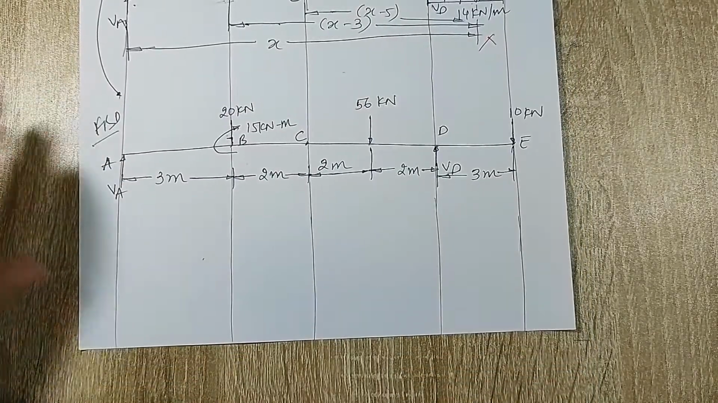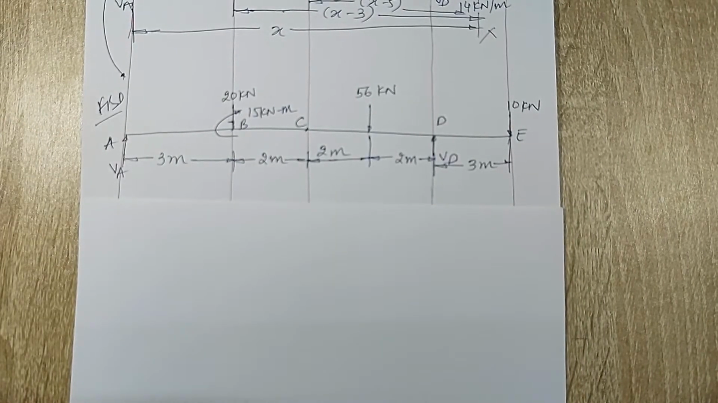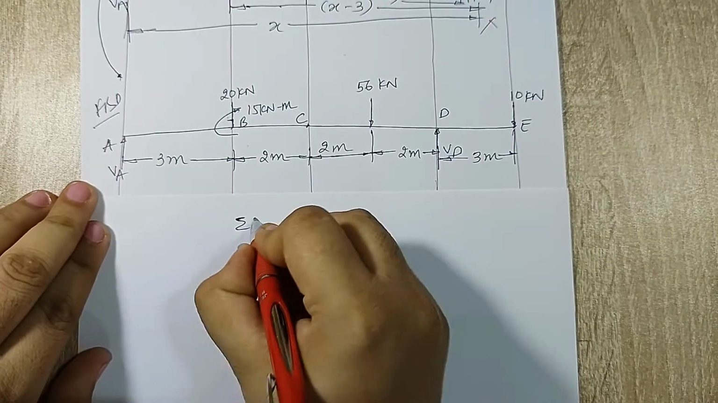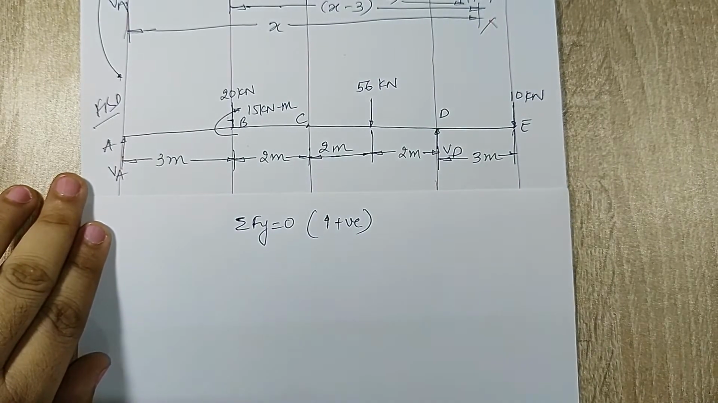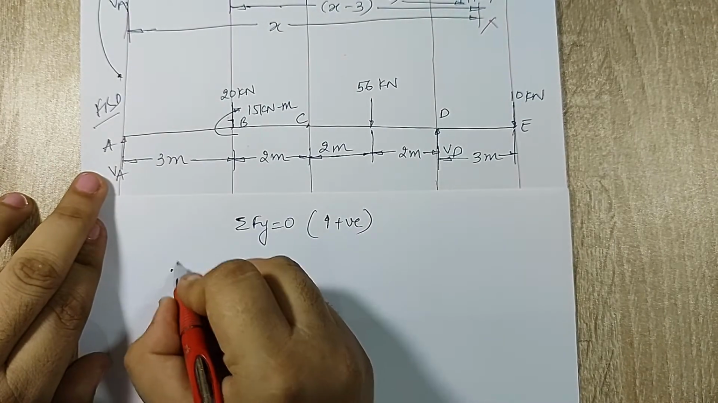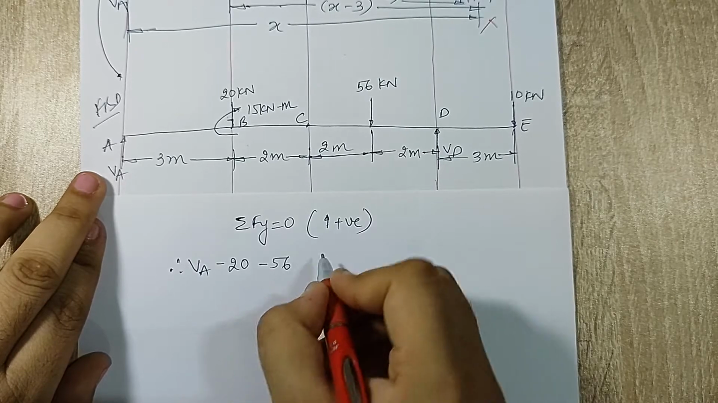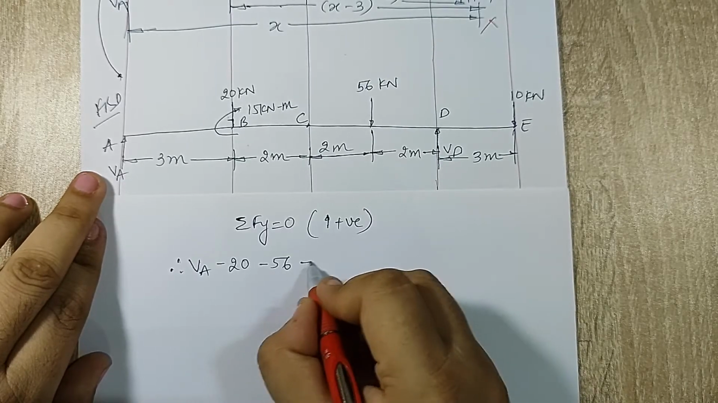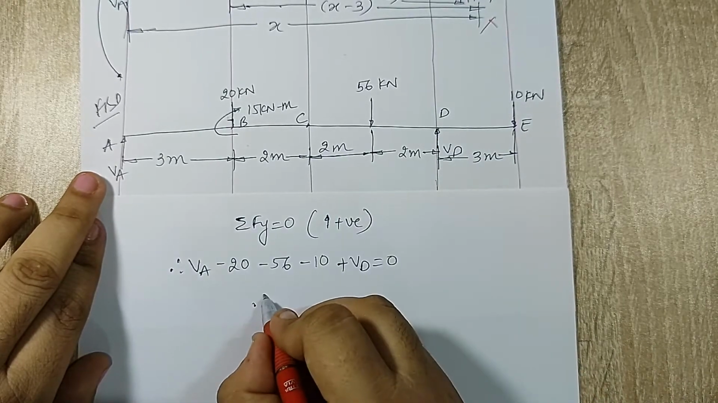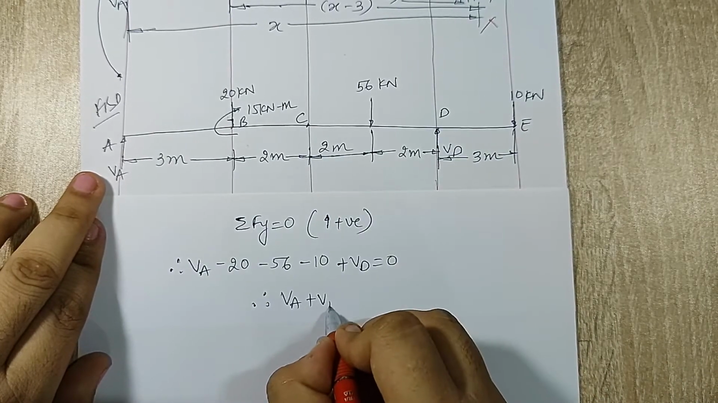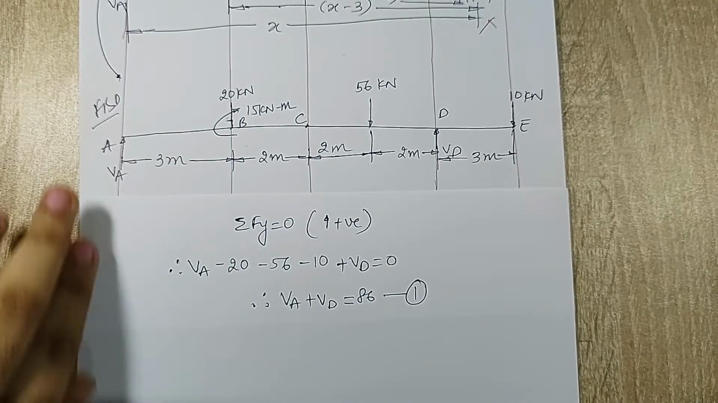So I'll start with that. Using this FBD, and also the condition of equilibrium, I'm going to write summation of force in y direction is equal to 0. Any force going upward will be considered positive. I have VA going upward, I have minus 20 going downward, minus 56 which is downward, and I have minus 10 downward, and plus VD is equal to 0. So I can write down VA plus VD is equal to 86. This is my first equation.